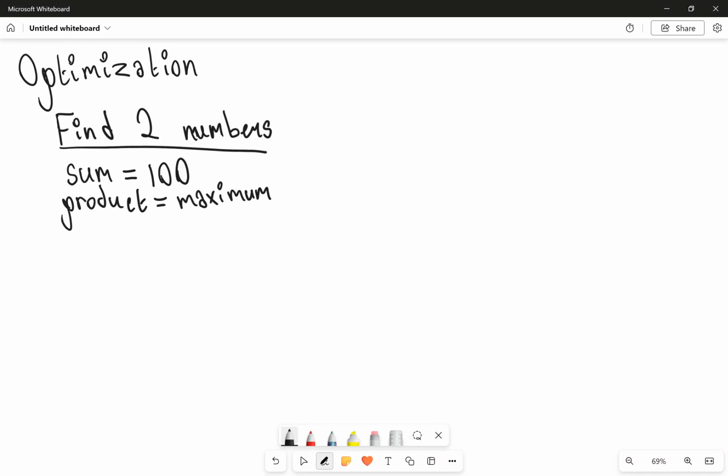So again, you've probably seen those types of questions before, but bear with me. Let's say that the two numbers are x and y. So the sum is equal to 100. The product is the maximum, so x times y, let's say P, a big P. So now we just have to replace and see where it works out, right?